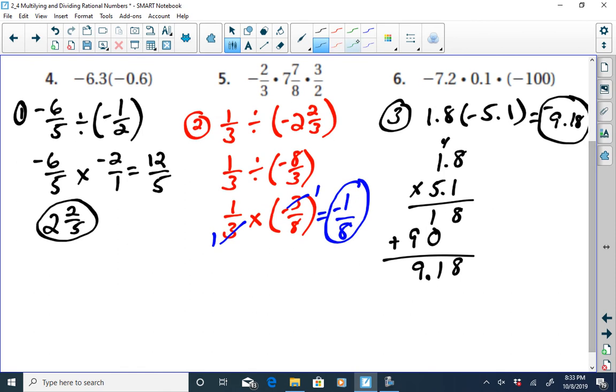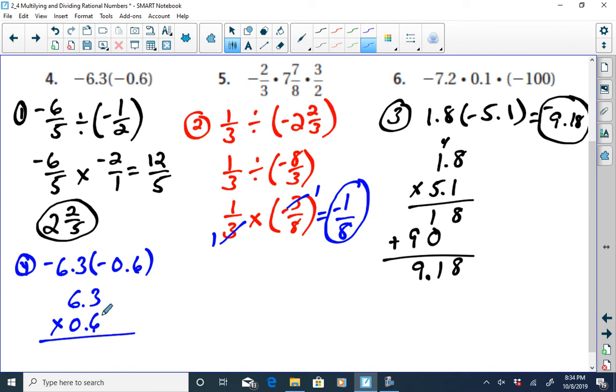Alright. Number 4. Problem 4, we have negative 6 and 3/10 times negative 6/10. I know my product's going to be positive because a negative times a negative is a positive. So now I'm just multiplying 6 and 3/10 times 6/10. 6 times 3 is 18. Put down the 8, carry the 1. 6 times 6 is 36, and 1 is 37. We have 2 decimal places in our factors, so I need 2 decimal places in my product. Negative times negative is positive, so we have positive 3 and 78/100.